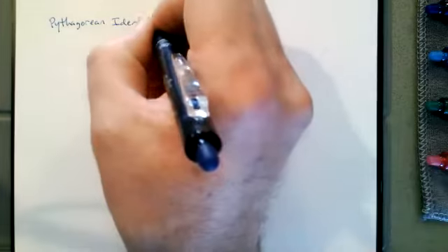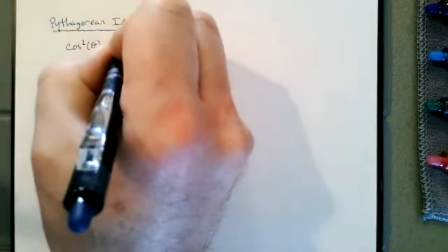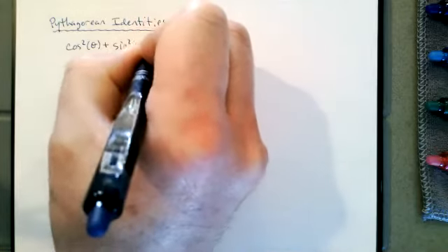Well, I shouldn't say the Pythagorean identity. I should say it's one of the Pythagorean identities. The most important one that you need to remember is that cosine squared plus sine squared is equal to 1. And when I say it that way, I'm also being lazy. I mean cosine squared theta plus sine squared theta is equal to 1.